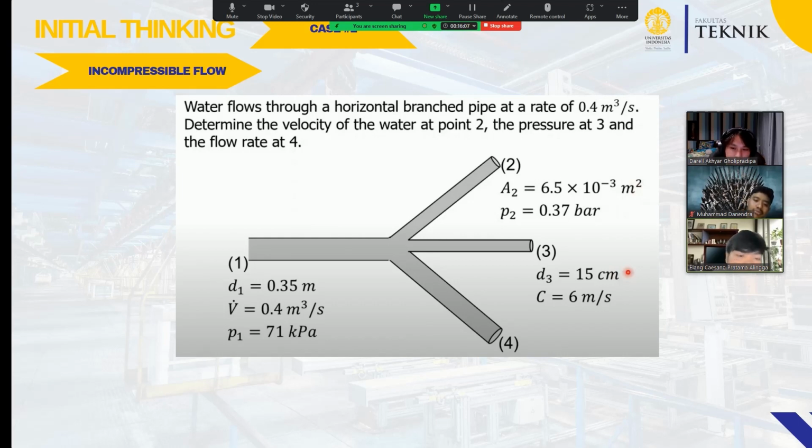The information that we have: the first pipe has diameter D1 equal to 0.35 meter, flow rate 0.4 m³/s, and pressure 71 kilopascal. For the second pipe, we have the surface area, which is 6.5 times 10^-3 square meter, and the pressure is 0.37 bar. For the third pipe, the diameter is 15 centimeters and the velocity is 6 meters per second. For the fourth pipe, we don't know anything, so we will try to find it.